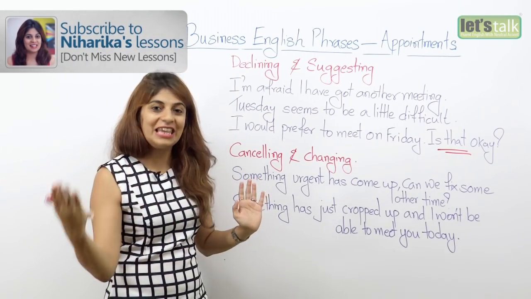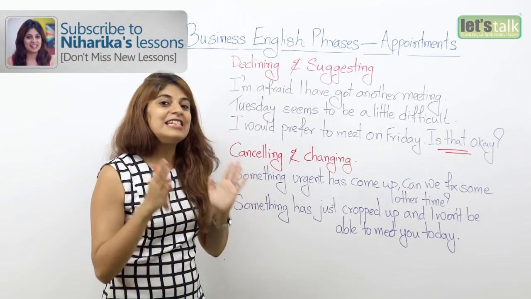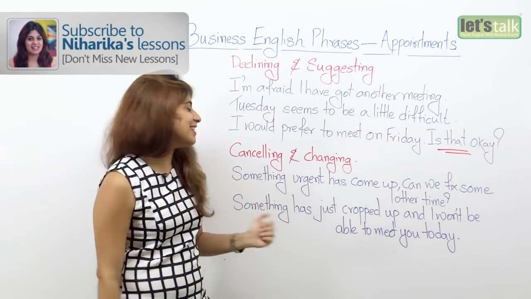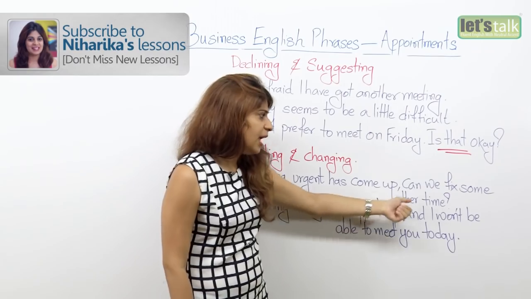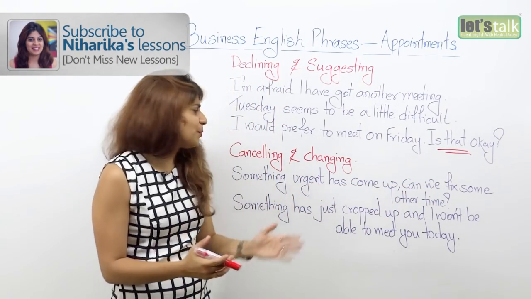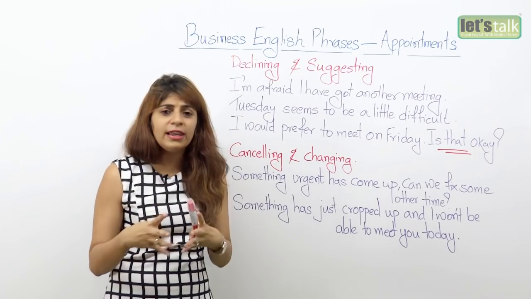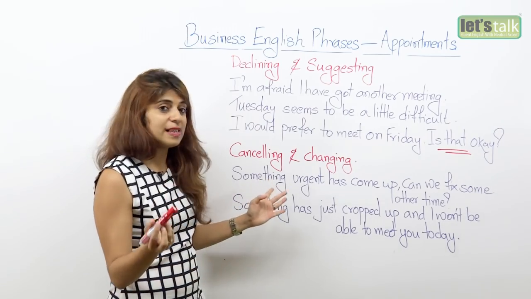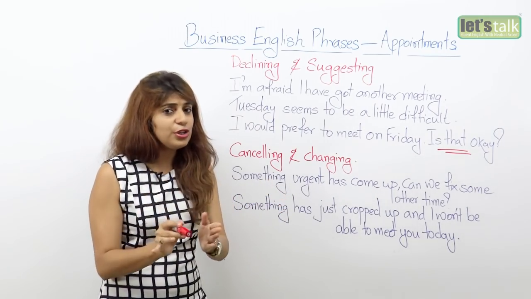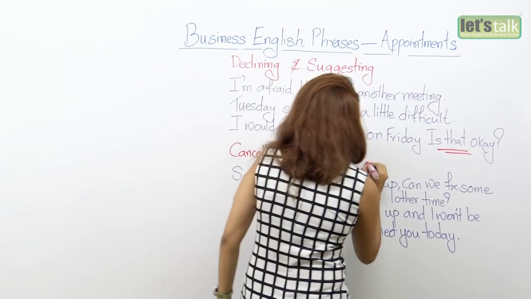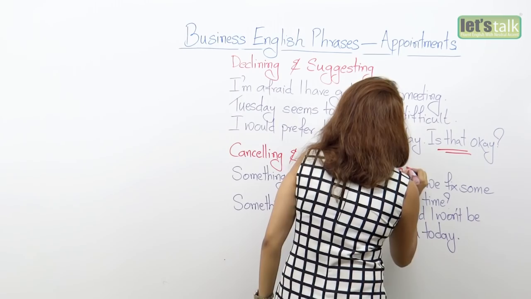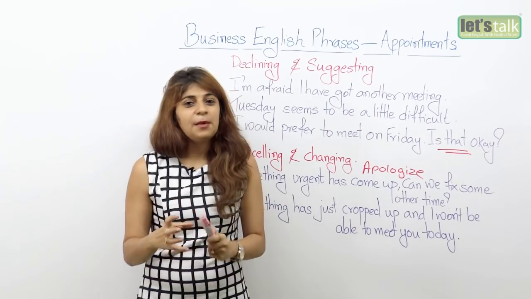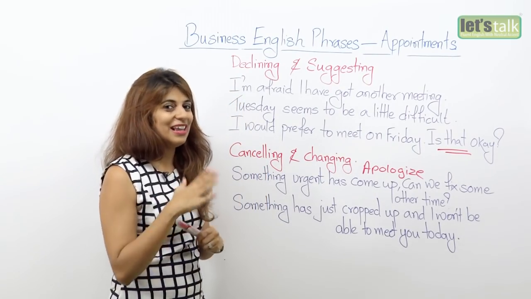Probably if you have a meeting in the evening, call up in the morning and tell him or her that you would like to cancel the appointment. And how do you do that? Well, something urgent has come up. Can we fix some other time? Okay, so probably yes, something has really come up and you won't be able to meet that person. So you would say that I'm sorry. Okay, the first thing you're gonna do is apologize. Okay, so you're gonna say, I'm sorry, something urgent has come up. Can we fix some other time? Okay, so that's how you will say it.